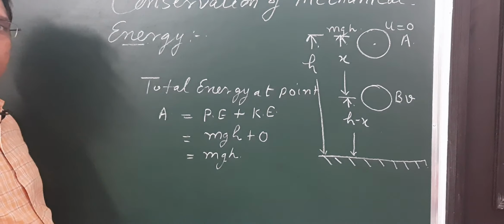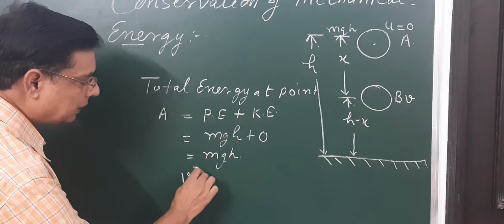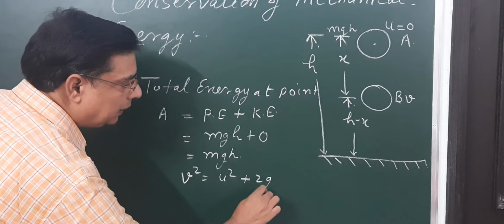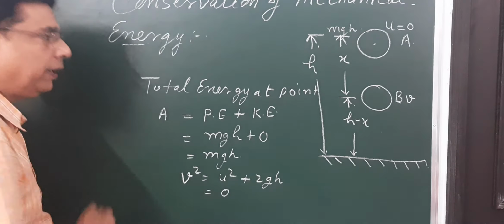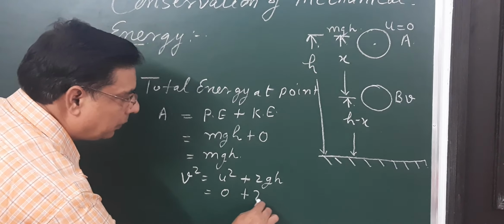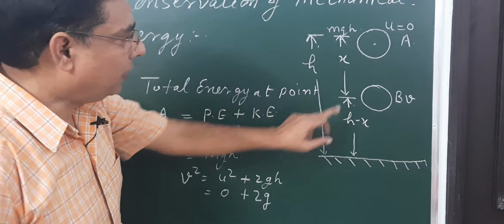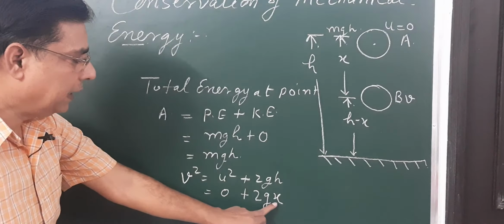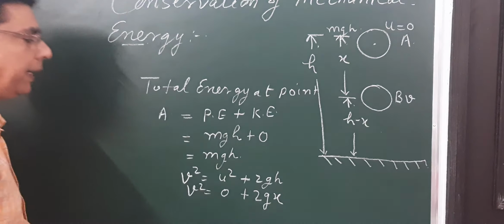That can be obtained by the third equation of motion, and that is v square equal to u square plus 2gh. As the initial velocity of this ball at point A was 0, u will be equal to 0, so 2g, and at this height it falls by a distance of x, therefore distance will be equal to x, and this is equal to v square.